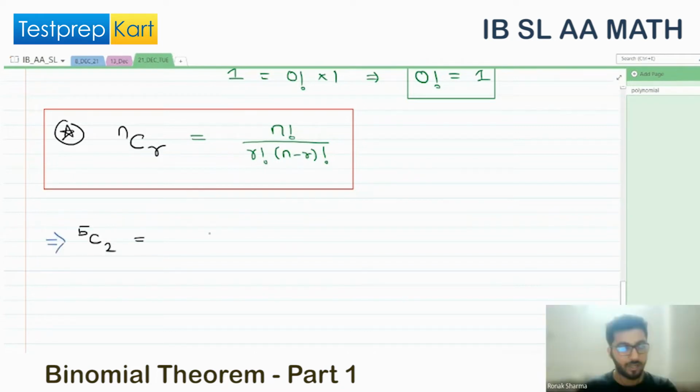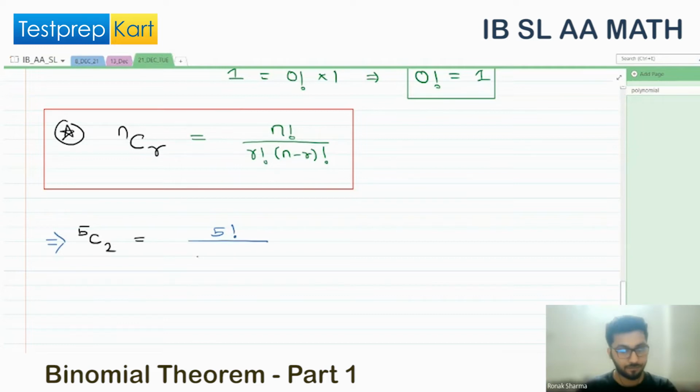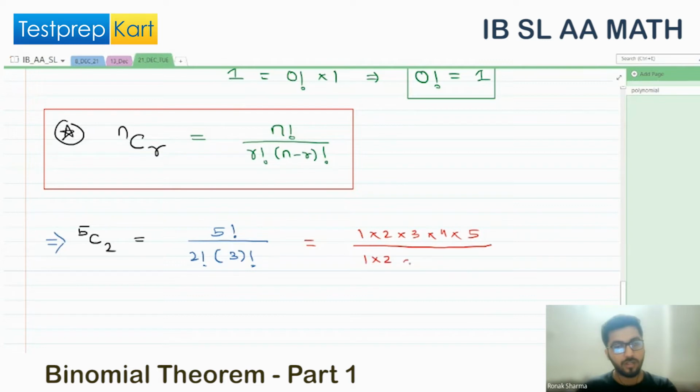And r is 2. So it will be 5 factorial by 2 factorial, n minus r. So 5 minus 2 is 3, so 3 factorial. Now what is 5 factorial? That is 1 into 2 into 3 into 4 into 5, 120, divided by 2 factorial, which is 1 into 2, and 3 factorial, which is 1 into 2 into 3. Now we can see that 1, 2, 3, 1, 2, 3 cancel out. 2 will cancel this 2 times. So we will have 5 times 2, that is 10. So 10 is your answer.